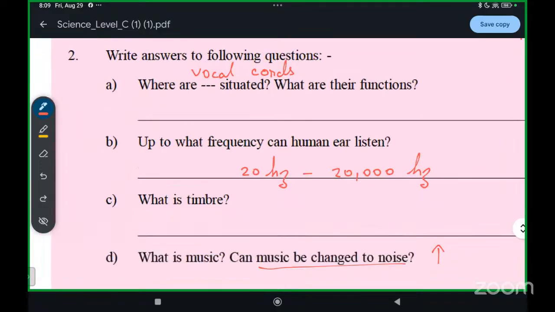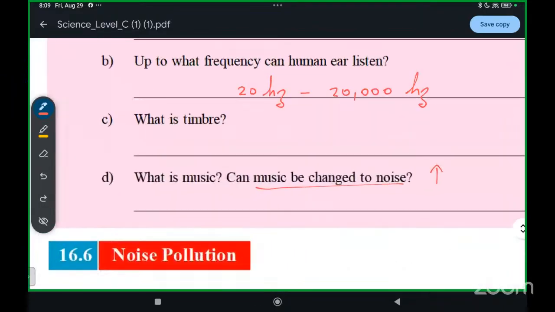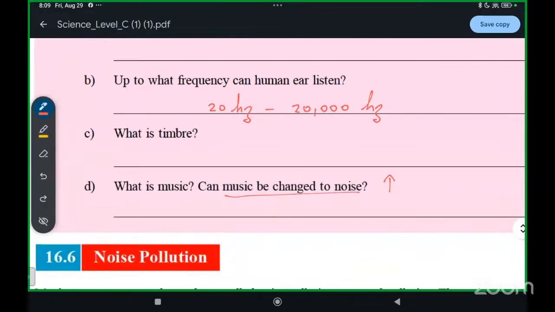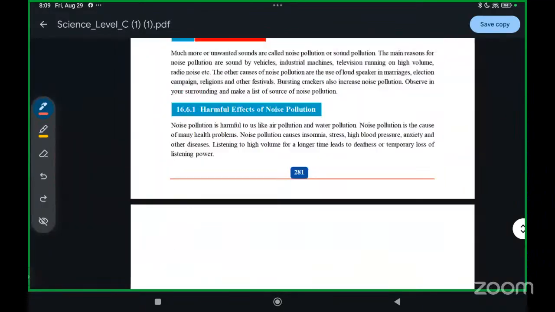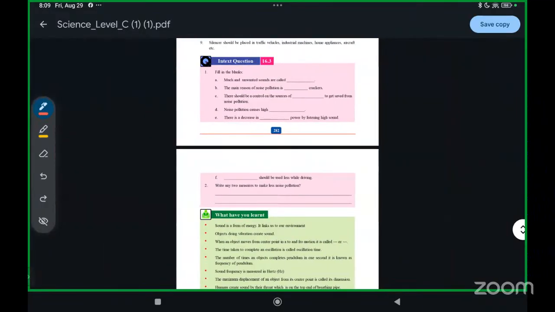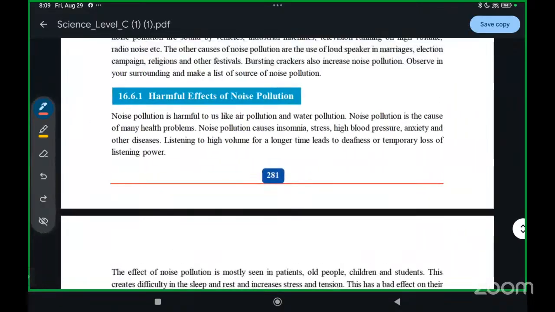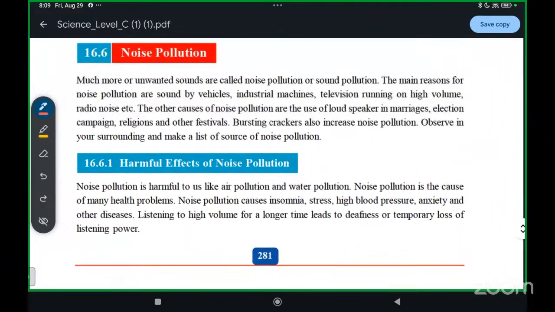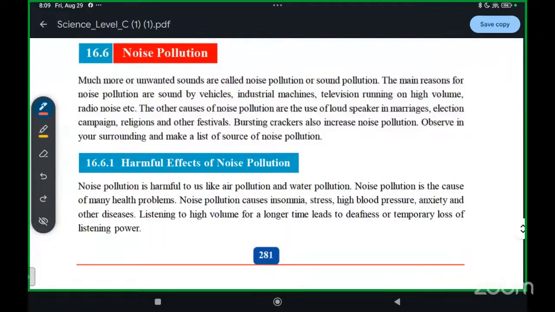Okay, noise pollution we'll do in the next class. I'll give you a 5-minute break and then after that we'll start the quiz. Okay, and after that you'll have the quiz.